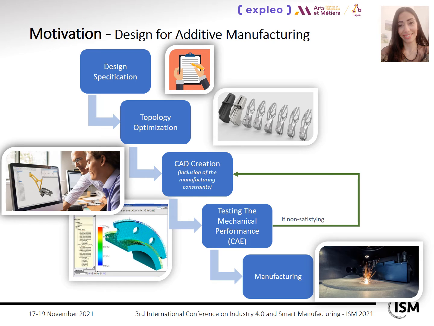Our work is in the field of design for additive manufacturing. In fact, traditionally, to manufacture a mechanical part, an engineer proceeds as follows. First, he defines the design specifications. Then, he launches a topology optimization, which suggests an optimal geometrical shape in terms of material and functionality. Third, he recreates the CAD inspired by the proposed shape while considering implicitly the geometrical constraints of manufacturing. Finally, he tests the performance of the part and prints it.